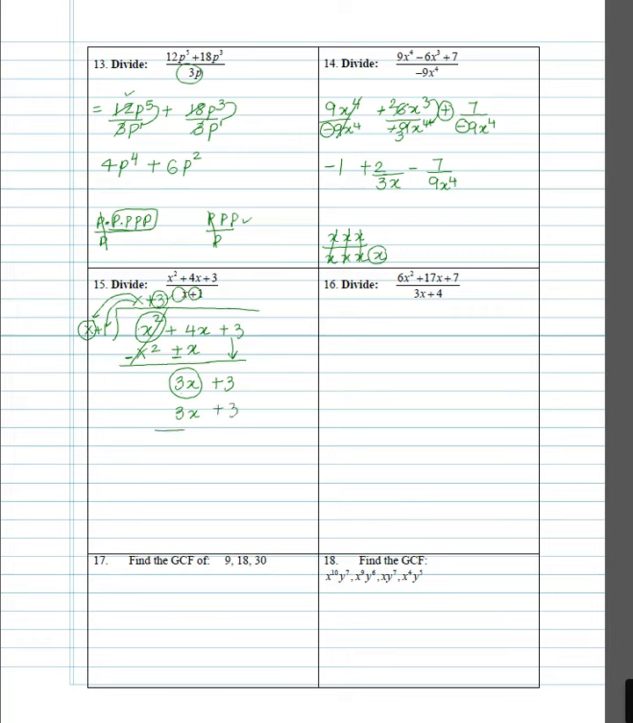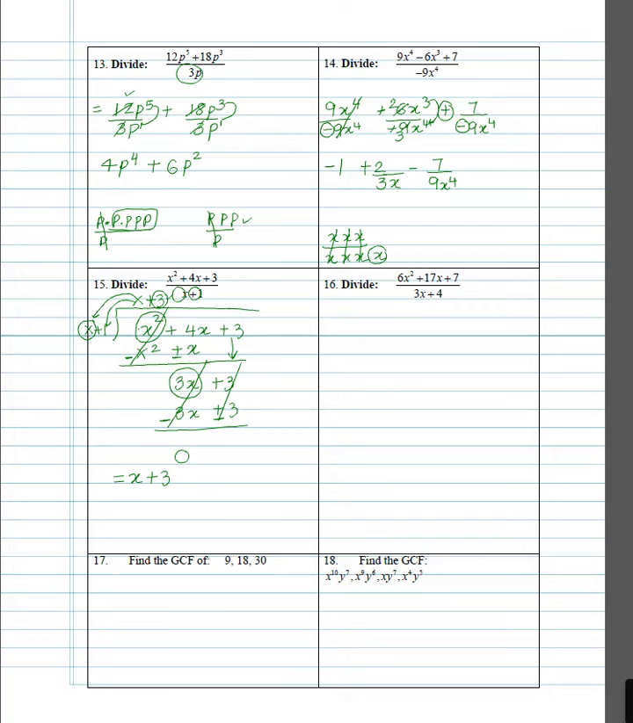And what do you do in division? Subtract. This becomes a negative, this becomes a negative. Positive 3x, negative 3x cancel each other. Positive 3, negative 3 cancel each other. My remainder is 0. My answer is simply x plus 3.